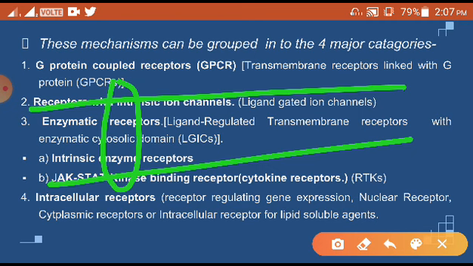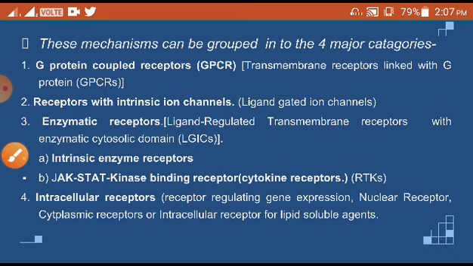So in the first case, if this is a G protein coupled receptor, then this is a receptor, and in the transmembrane level it has one additional protein. That's what it is called, coupled. Now this receptor is coupled with this G protein, so that becomes G protein coupled. Coupled means linked protein, right?